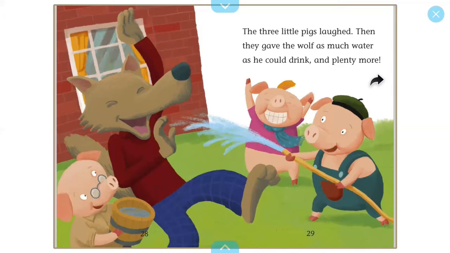They have a fractured fairy tale. They have Jack and the Beanstalk as a fractured fairy tale. They even have the original version. So they are a lot of fun, guys.